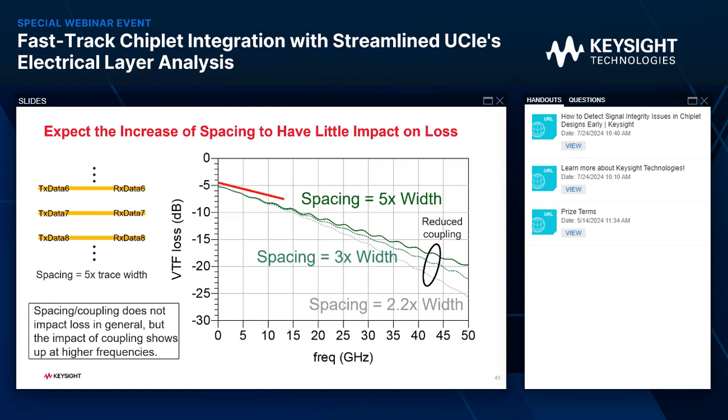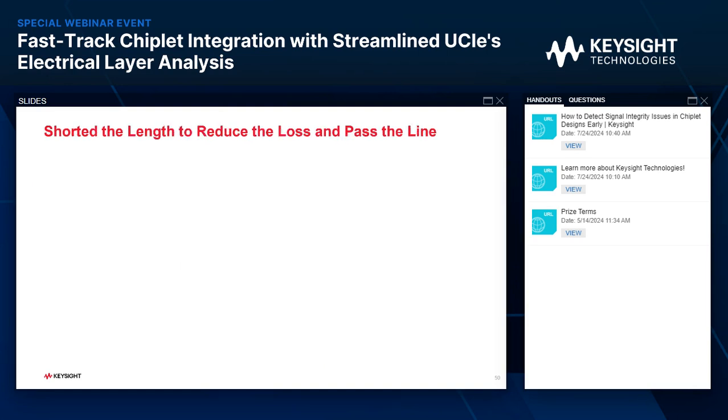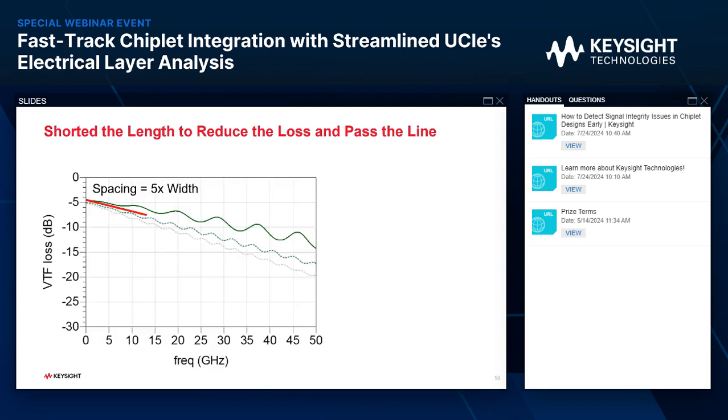Now, to fix the loss problem, we will have to shorten the length. Here is the spacing maintained at 5 trace width apart and different lengths from the longest reach for standard package, 25 millimeter, to 20 to 10 millimeter.